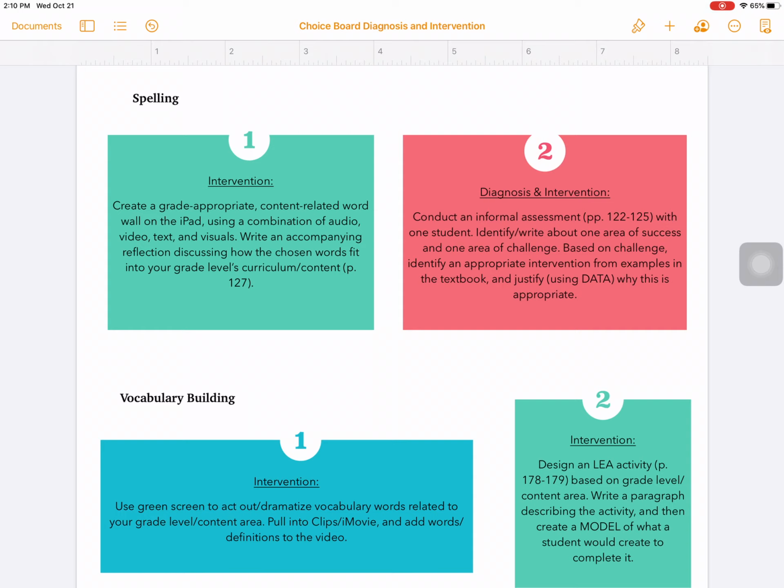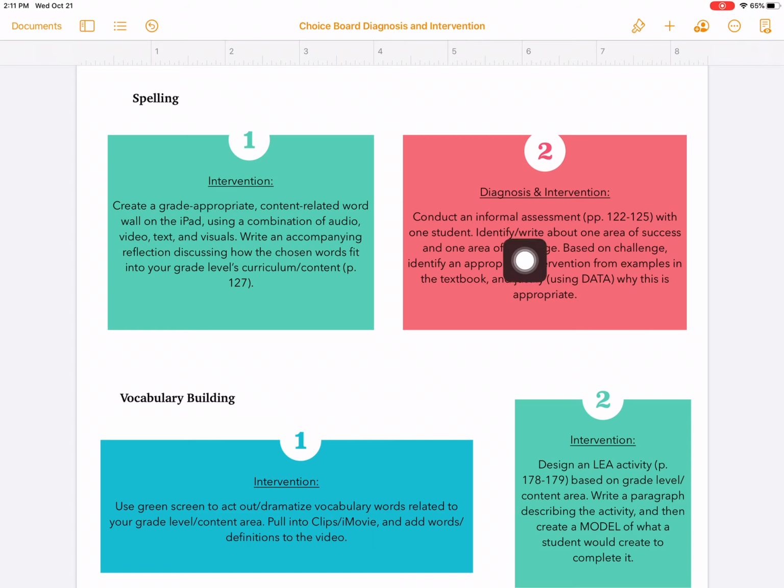After you create this word wall that's grade appropriate and content related, you'll write an accompanying reflection to discuss how the chosen words fit into your grade level's curriculum and content. A good way to defend why you chose particular content words, again, those are math, science, and social studies focused, would be to show how they come up in the standards for your clinical grade level. So you want to choose words that kids are going to encounter as learners in this grade level. So that's a way to attack that. That's a way to look at this particular spelling option. If you have questions, let me know.